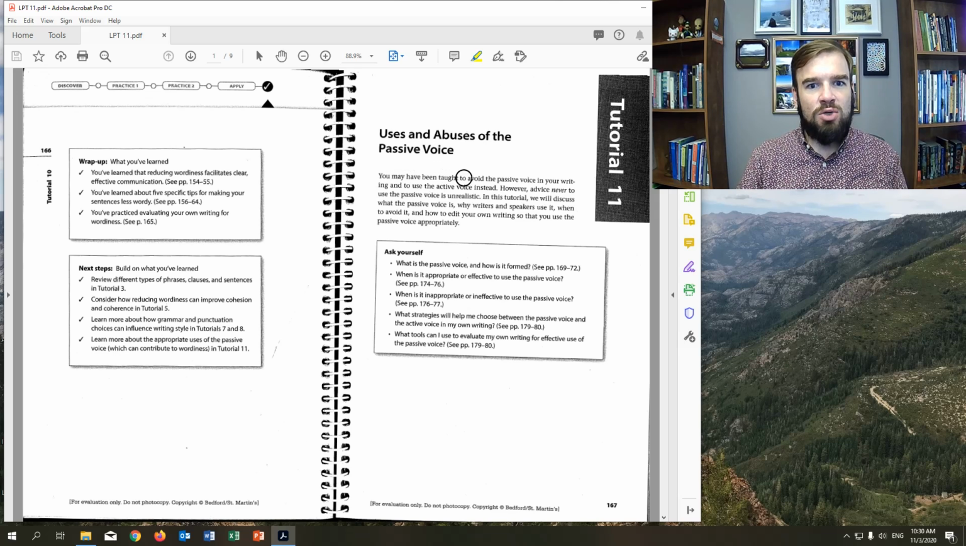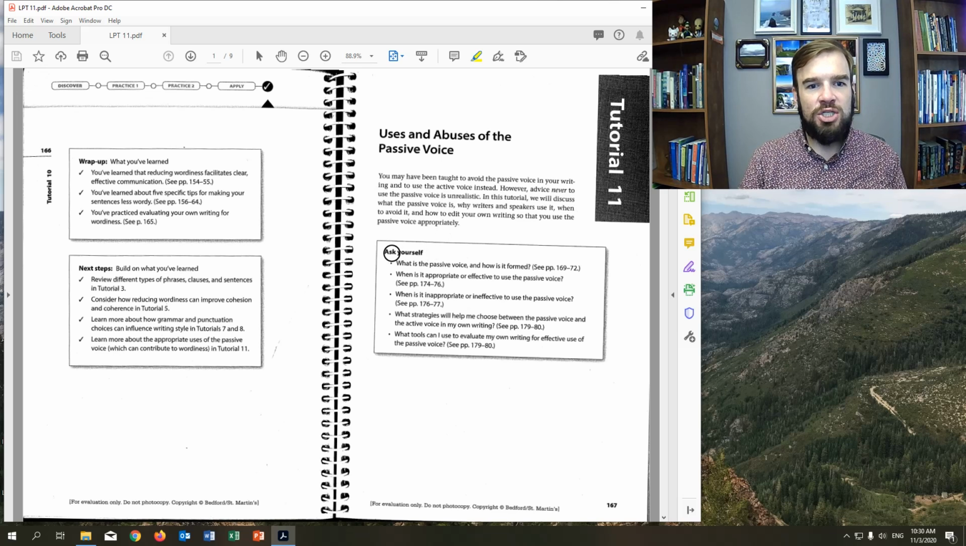So you may have been taught to avoid the passive voice in your writing and to use the active voice instead. However, advice never to use the passive voice is unrealistic. So in this tutorial, we'll discuss what the passive voice is, why writers and speakers use it, when to avoid it, and how to edit your own writing so that you use the passive voice appropriately.